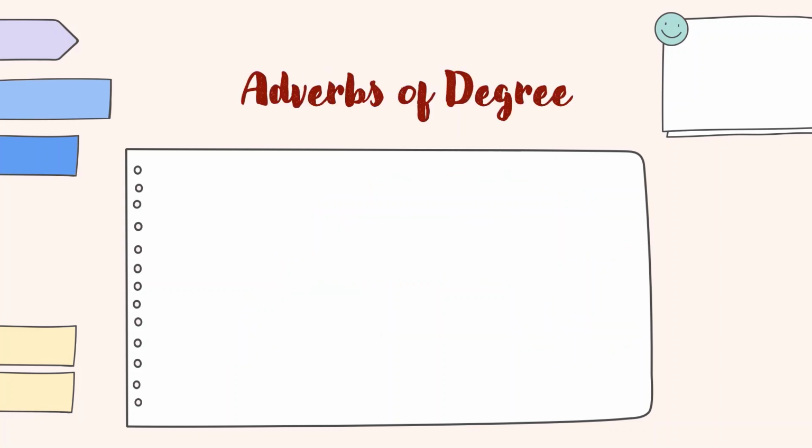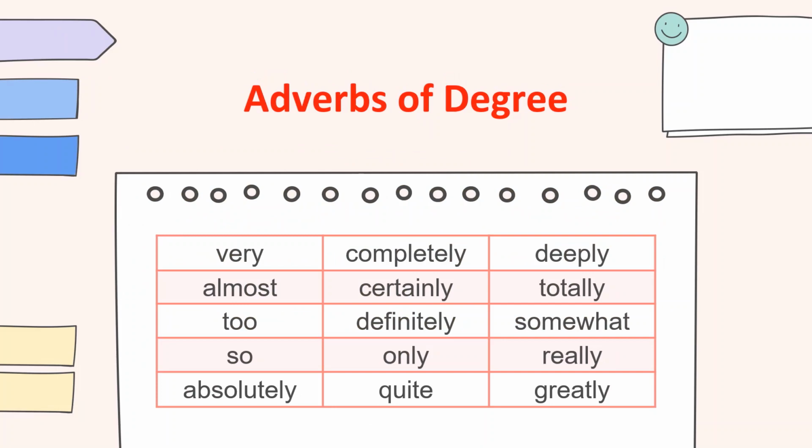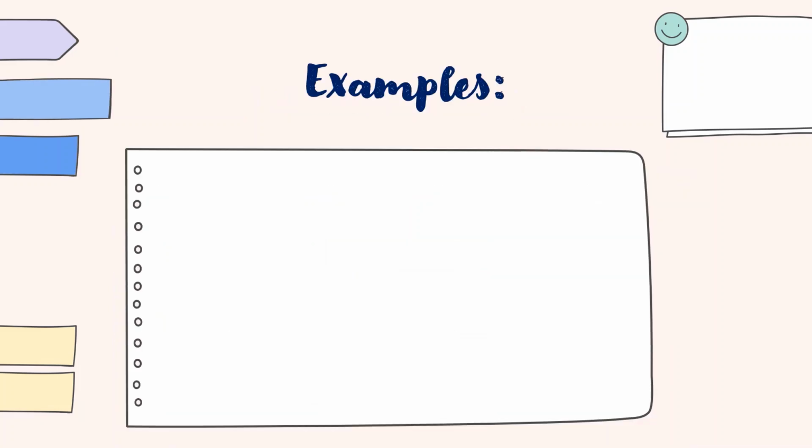We also have the adverbs of degree. These tell to what degree or to what extent an action happens. These are usually written before the word they modify. What you see on your screen are some examples of adverbs of degree. Let's study the following sentences.